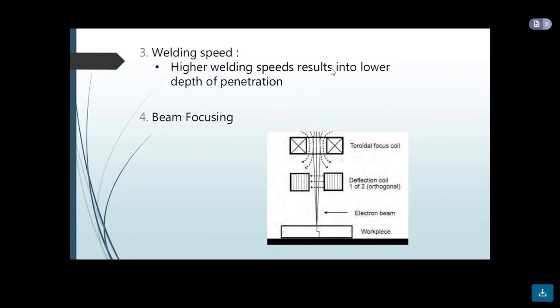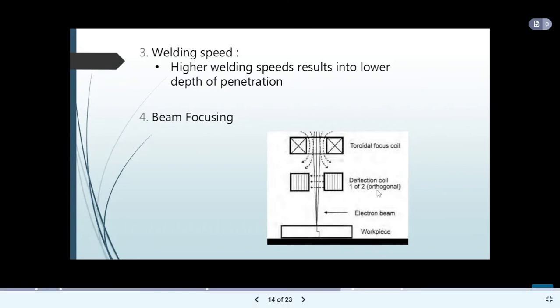Then beam focusing. As we discussed, there is a focusing coil and a deflection coil. The function of the focus coil is to focus the electrons, and the deflection coil is for positioning the spot of the welding. If we want to move this focused spot, the deflection coil is used for that purpose.